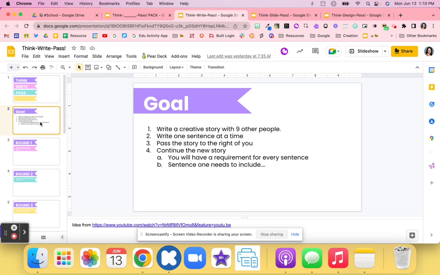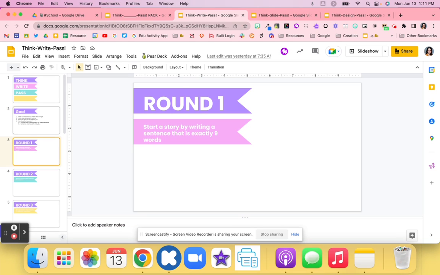Once they have their story started, they're going to pass the story to the right of them, and they continue their new story. They're going to have a requirement for every sentence, and sentence one might need to include... So when you're ready, you kind of go throughout the rounds. So you say round one, start with a story by writing a sentence with exactly 9 words.